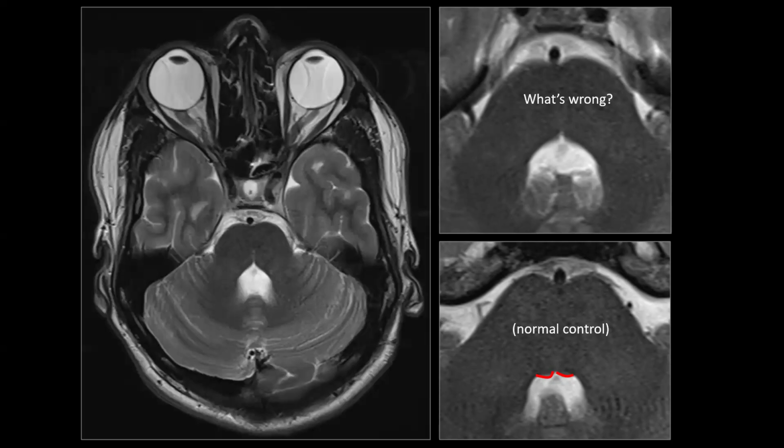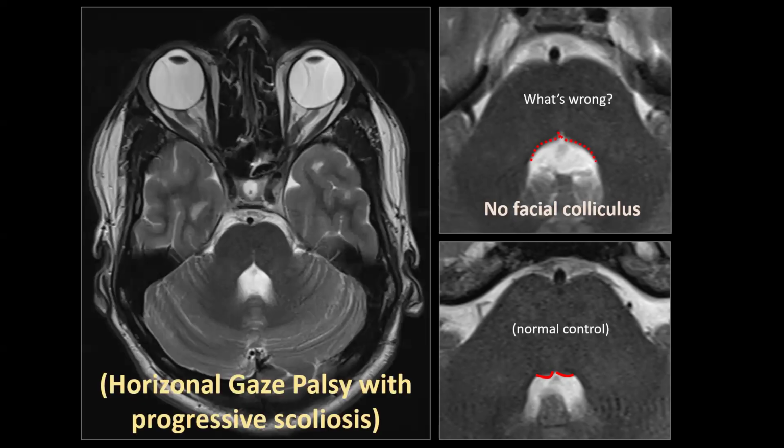We Googled bilateral abducens palsy, scoliosis, no facial colliculus, and we found this. Horizontal gaze palsy with progressive scoliosis. It's a genetic disorder caused by a mutation in the ROBO3 gene. Was proven in our patient. We deliberately sought the mutation.